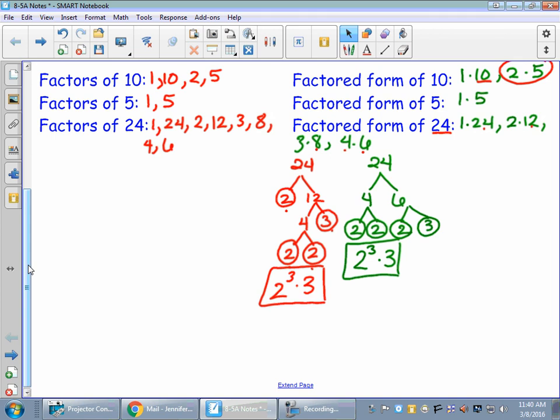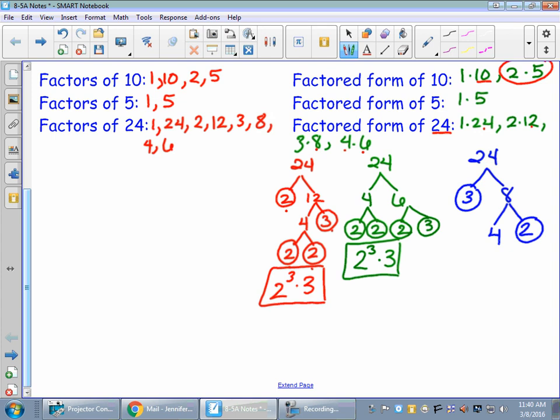We could also do a tree of 3 times 8. So if I were to take 24 and rewrite it as 3 times 8, 3 is already prime. It's already broken down all the way. 8 can be broken into 4 times 2, and 2 is done. And then the 4 can be broken down again into 2 times 2. So once again, we have 2 times 2 times 2 times 3, or 2 cubed times 3. So in every scenario, we get the same answer.